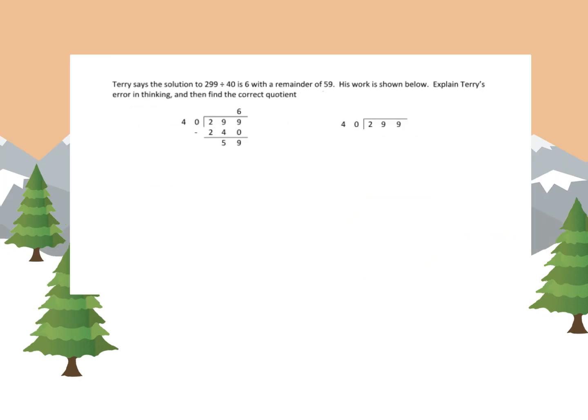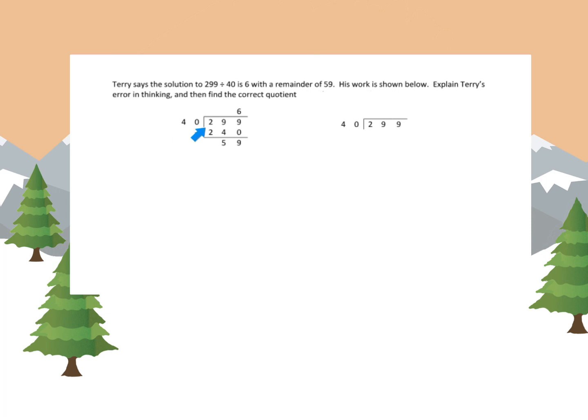Now that we've practiced some division, we're going to get into something a little more complicated that takes a little more thinking with a longer number. Terry says the solution to 299 divided by 40 is 6, with a remainder of 59. His work is shown below. Explain Terry's error in thinking, and then find the correct quotient.